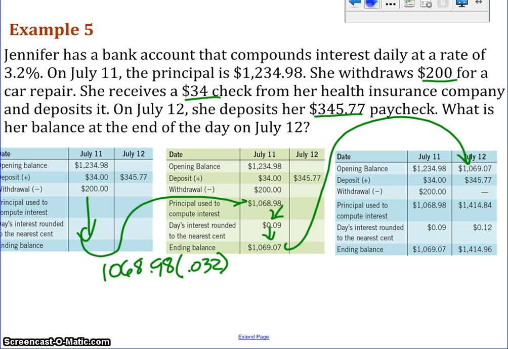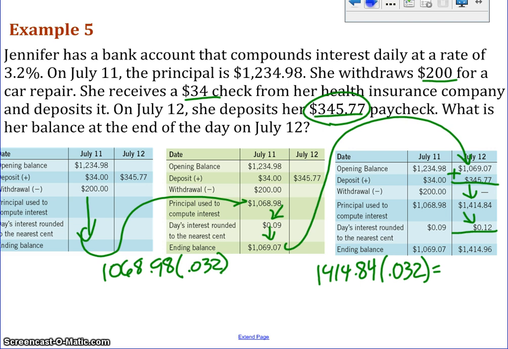On that second day, she deposits the check for $345.77. When I add these two values together, I end up with $1414.84. I take that $1414.84, multiply it by the same 0.032 that she earned, and what do you guess that she earned? If you guessed 12 cents, that would be correct. We add these values together, so the balance at the end of day on the 12th was $1,414.96.